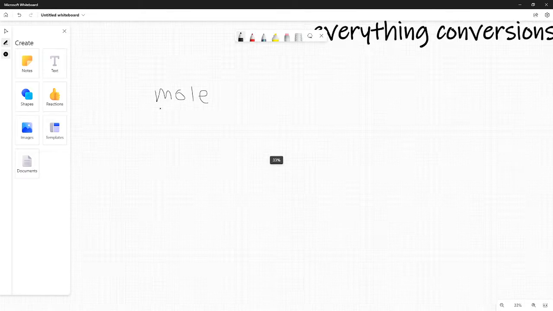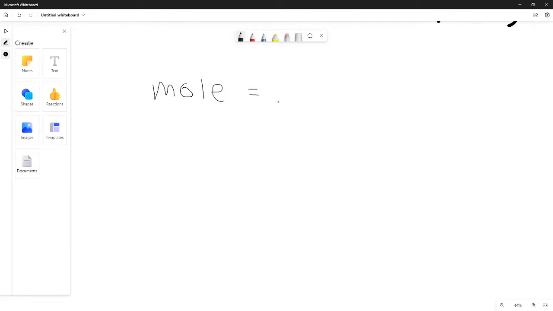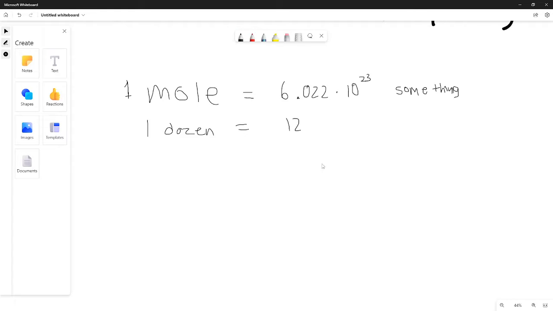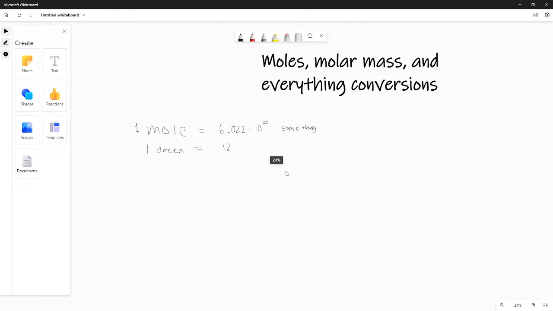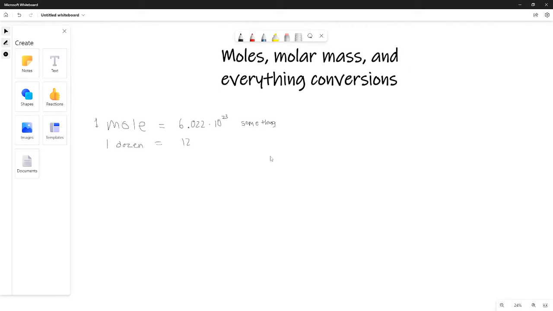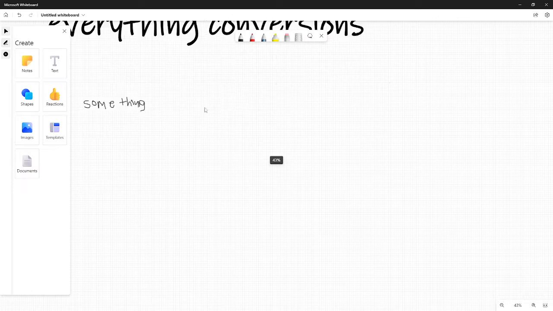Well, we can define a mole as 6.022 times 10 to the power of 23 of something. This can be anything. It can be applied to donuts or jugs of milk or watermelon, anything like that. It's just like saying 1 dozen is 12 of something, like 12 eggs or 12 jugs of milk or 12 watermelon.